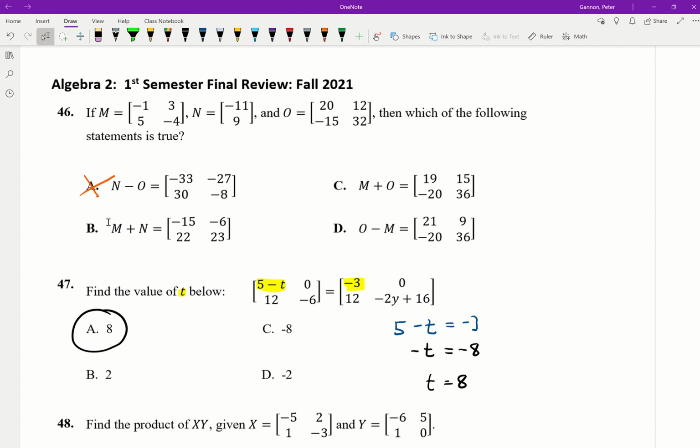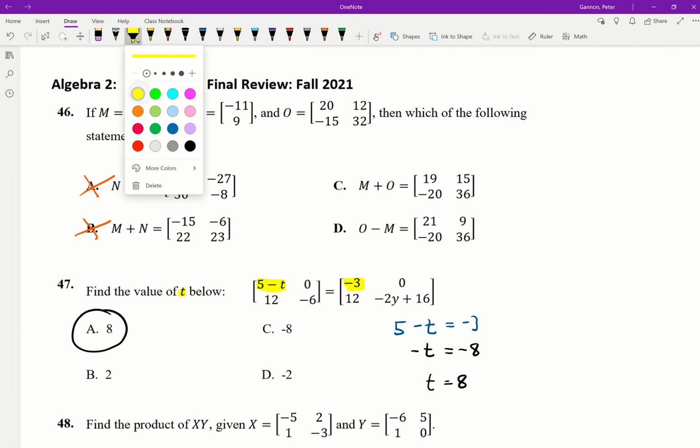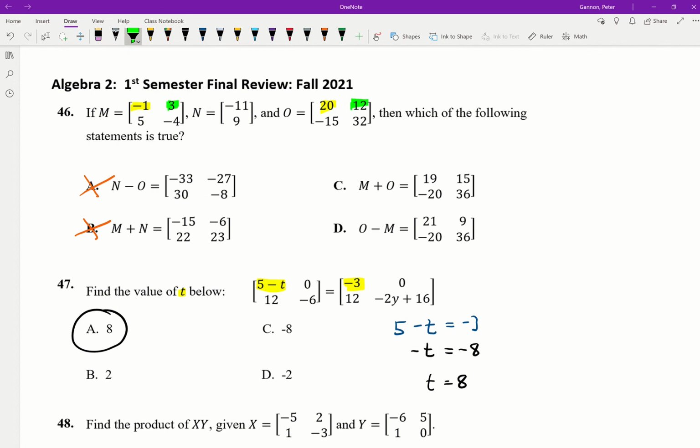If I look at B, we're saying that m plus n is these. Well, m and n have different dimensions. You can't add it. Okay? You can only add when the dimensions are the same. So then I look over here to m plus O. Well, m is 2x2, O is 2x2. I can add those. The question is, when I do add them, is this what I'm going to get? -1 plus 20, that's 19. 3 plus 12 is 15. And again, what I'm doing is I'm adding the terms that are in the same location. So -1 and 20. All right, then I'm looking at 3 and 12. And those line up so far to give me 15.